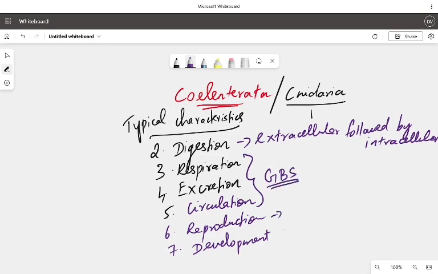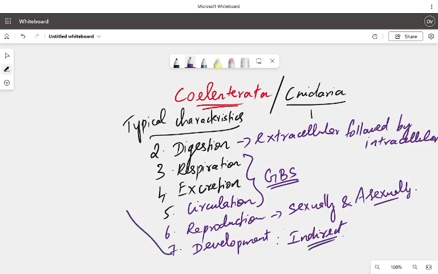Reproduction, both sexually by producing gametes and asexually. What are the asexual means? As I told you, budding, regeneration, fragmentation, all those things. Okay, and development, definitely it is indirect development because larval stage is present.